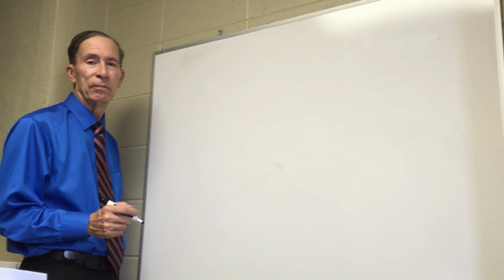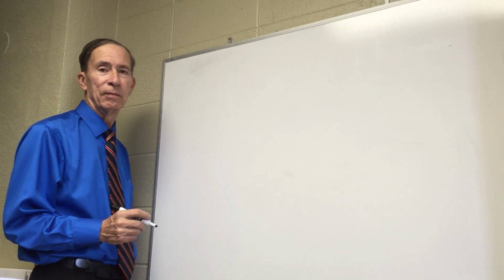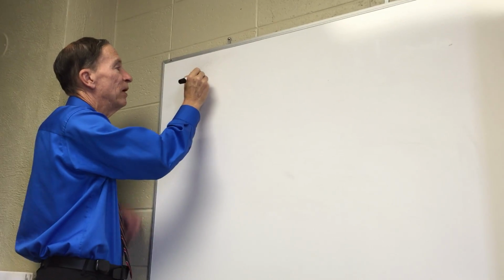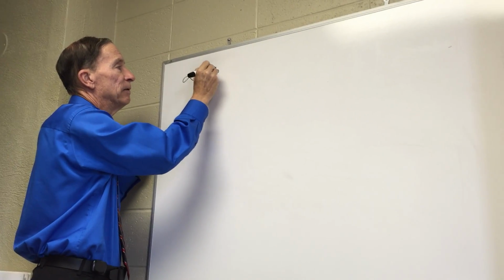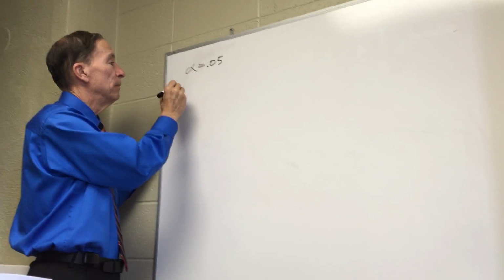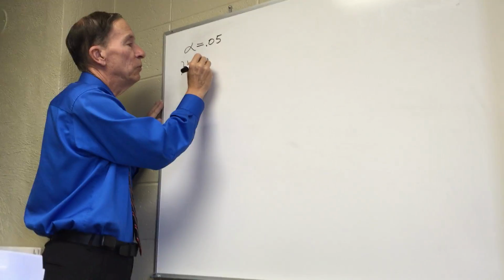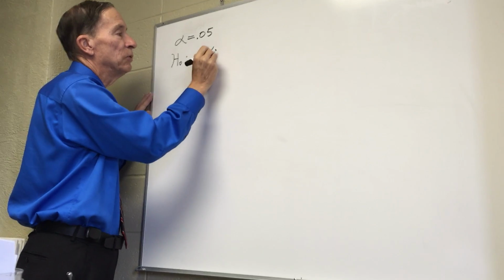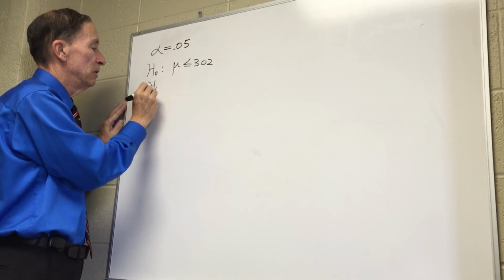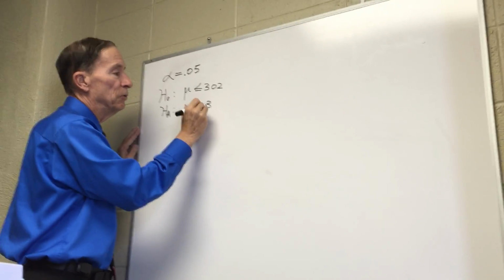The director of research and development is testing a new drug. She wants to know if there is evidence at the 0.05 alpha level, so alpha equals 0.05, that the drug stays in the system for more than 302 minutes. So we have a null hypothesis that mu is less than or equal to 302, and an alternative hypothesis that mu is greater than 302.